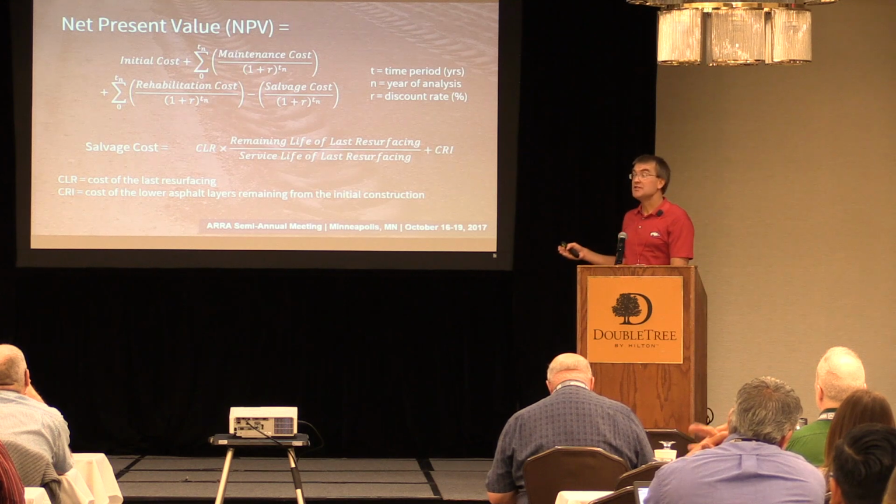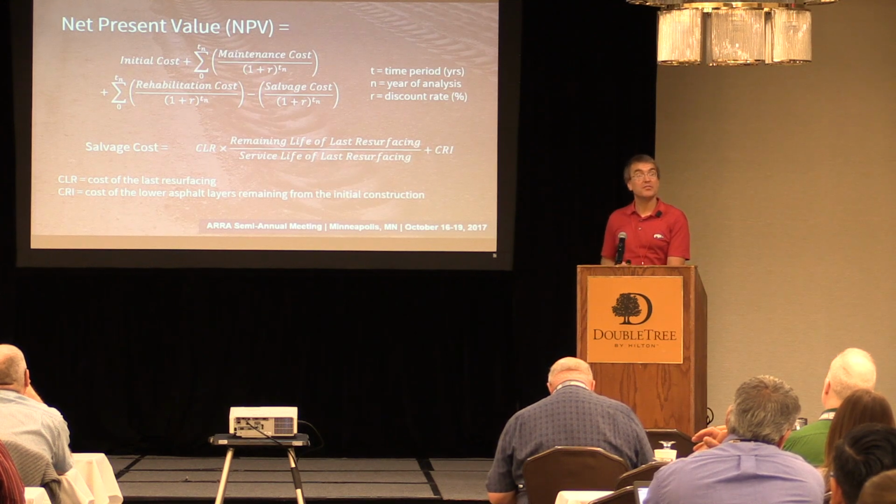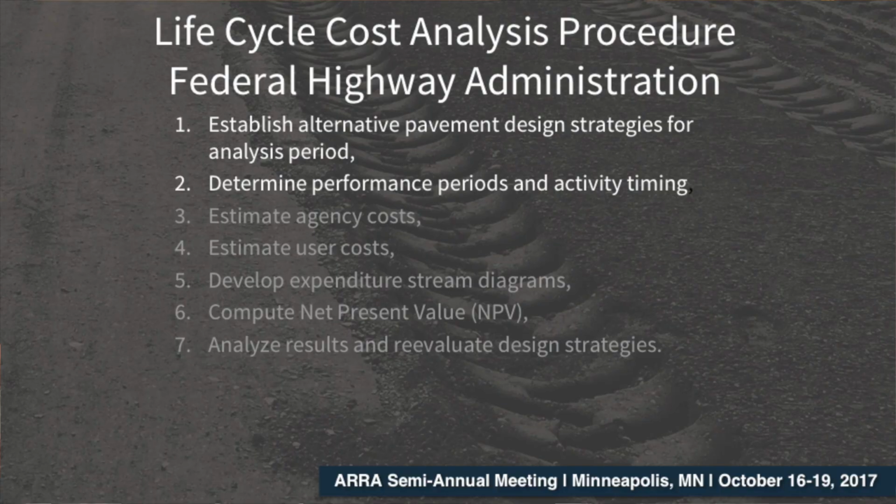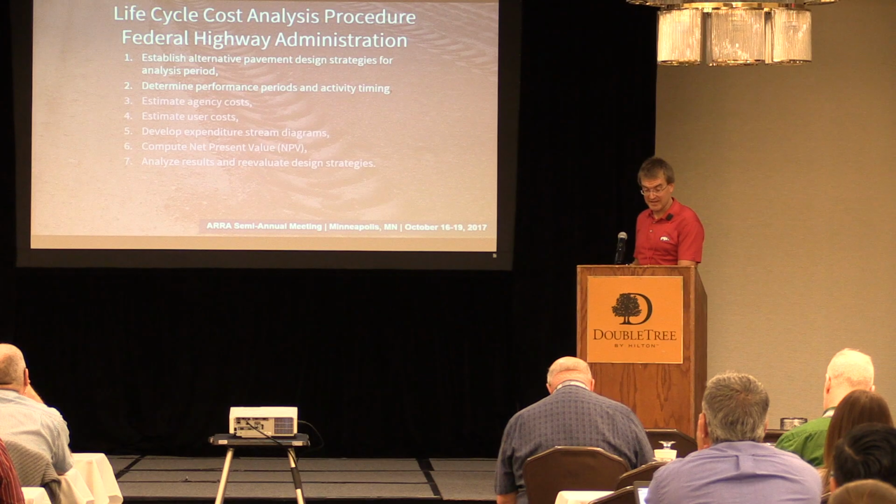Now, to kind of transition into the example, we're going to go through those 7 steps of the FHWA life cycle cost analysis procedure. So the first thing that we want to do is we want to establish our alternative pavement design strategies for our analysis period. And then second, we want to determine the performance periods and activity timing.